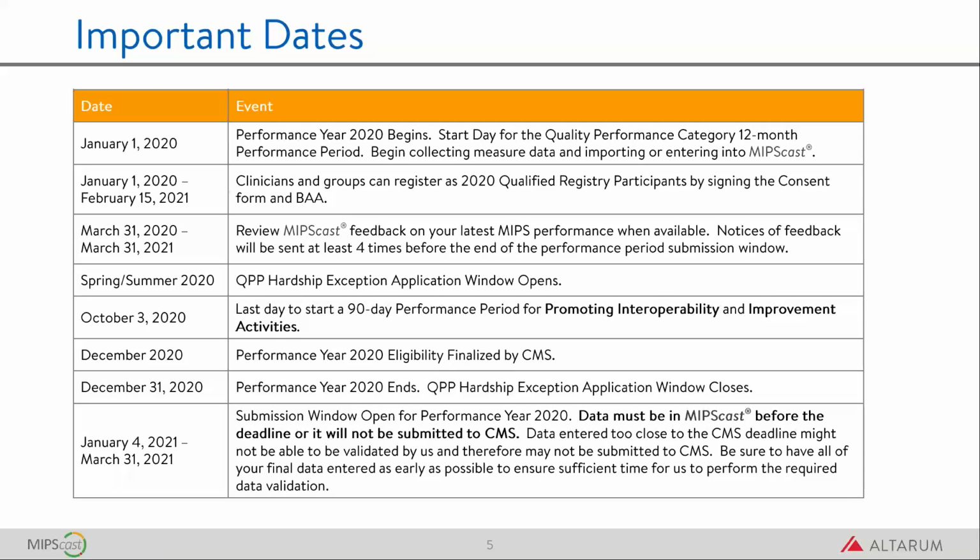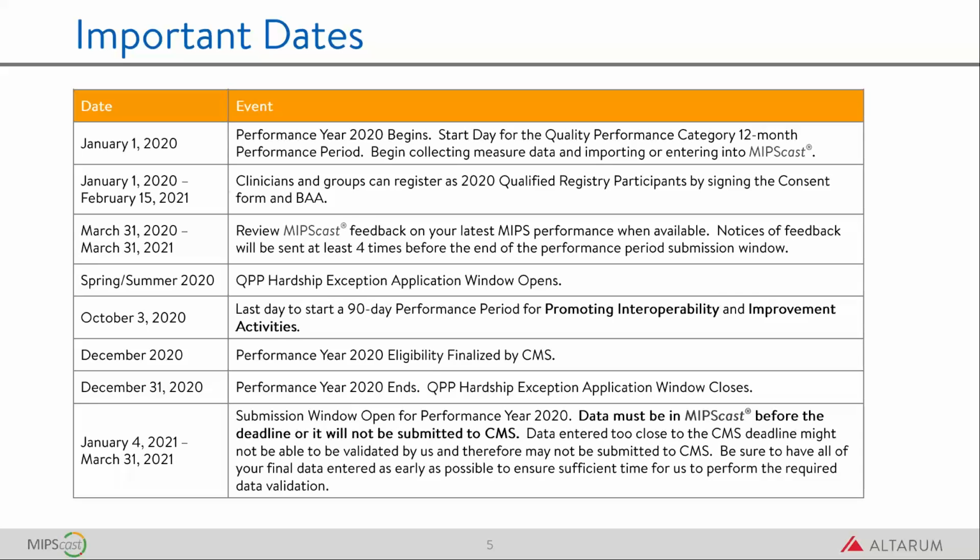Next, I just want to go over some important dates. So we are obviously in the performance year. We have the dates here that you can register to use MIPScast for submission, ending on February 25th, 2021. The feedback will be sent anytime between earlier in the year up through the actual submission deadline. So if you are signed in early February and get your data entered in March, we'll do our best to review that and get you feedback.